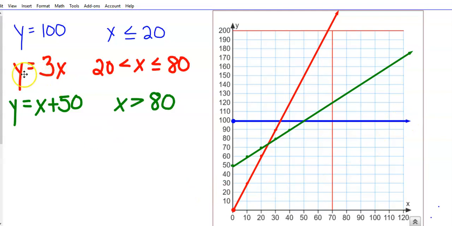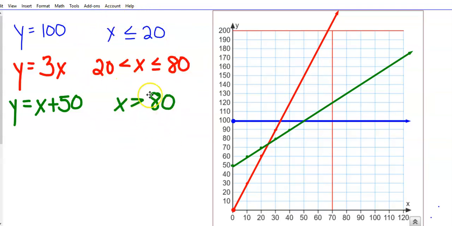The y equals 3x is represented by this red ray right here. And then the y equals x plus 50 is here. I had a y-intercept of 50, and then a slope of 1 all the way across. As you can see, this is not a function, but that's because I graphed these functions without taking into account the domain restrictions, or the mile restrictions.